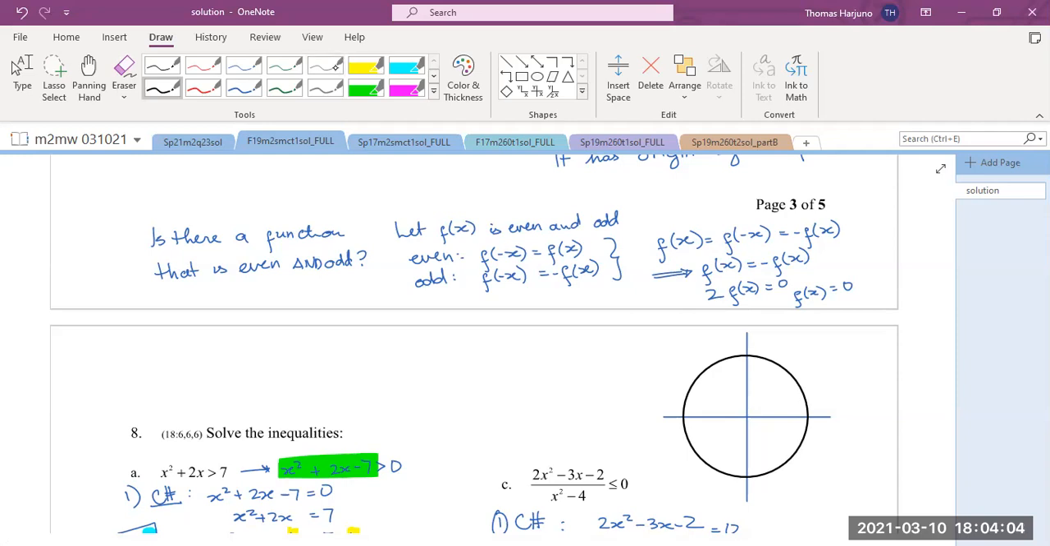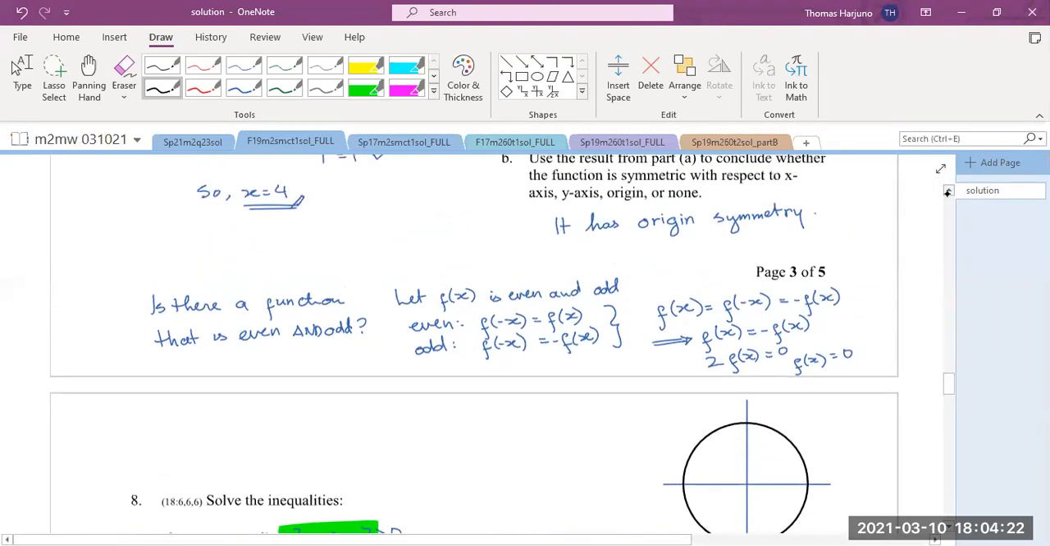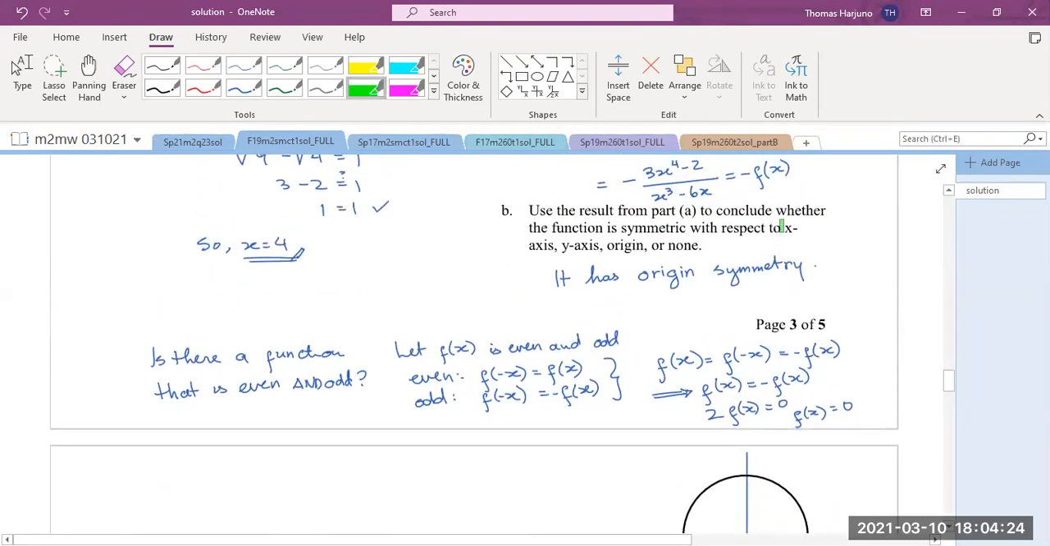So it's already even, it's already odd? No, slow down. It does have y-axis symmetry. It does have origin symmetry. In fact, once it has both of those symmetries, then it must have x-axis symmetry also. Of these three symmetries that we have, if you have two of them, then you must have the third one. You cannot have only two of them. Either you have all three, or only one of them, or none of them. But we never have two of them.